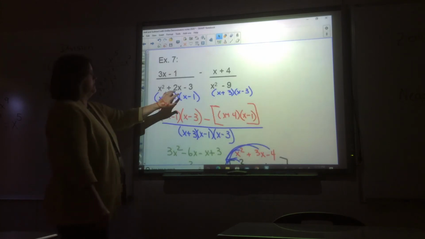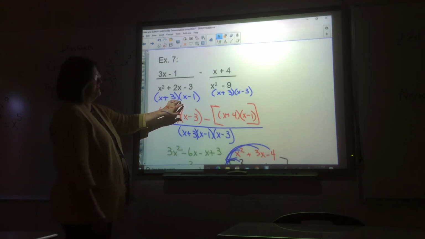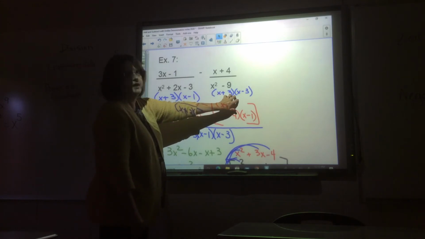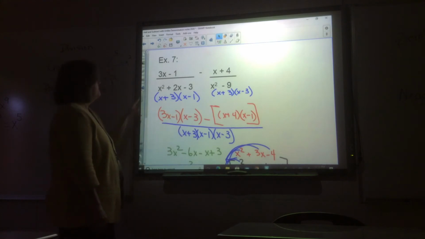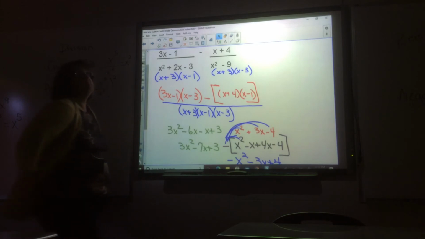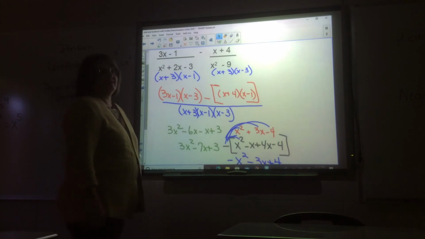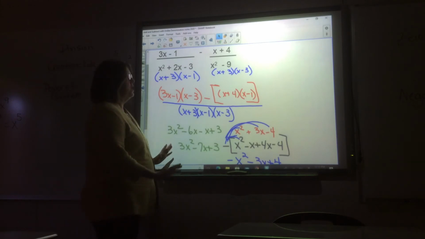This is our last one. I'm going to factor this denominator. X plus 3, x minus 1. This one's x plus 3, x minus 3. Now, finding my common denominator when looking at one this complex, if a factor appears in either denominator, you have to put it down. Okay, so if it appears at all, you got to put it down.